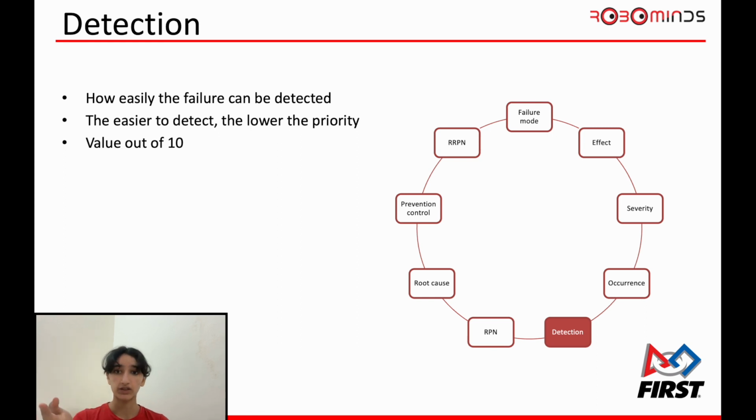Then we have detection, which is how easily the failure can be detected. This is again a value out of 10. But in this case, the easier to detect, the lower the priority. So for example, if your robot topples, it's pretty easy to detect that the robot toppled. So the priority of the failure reduces.